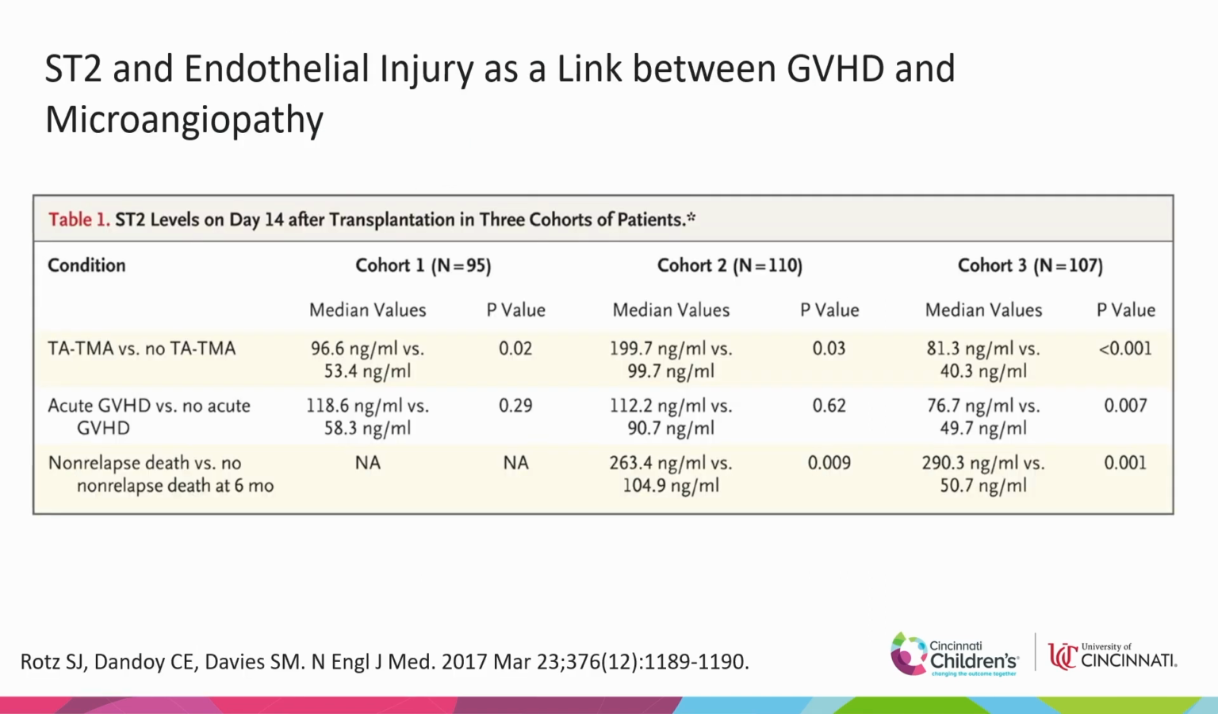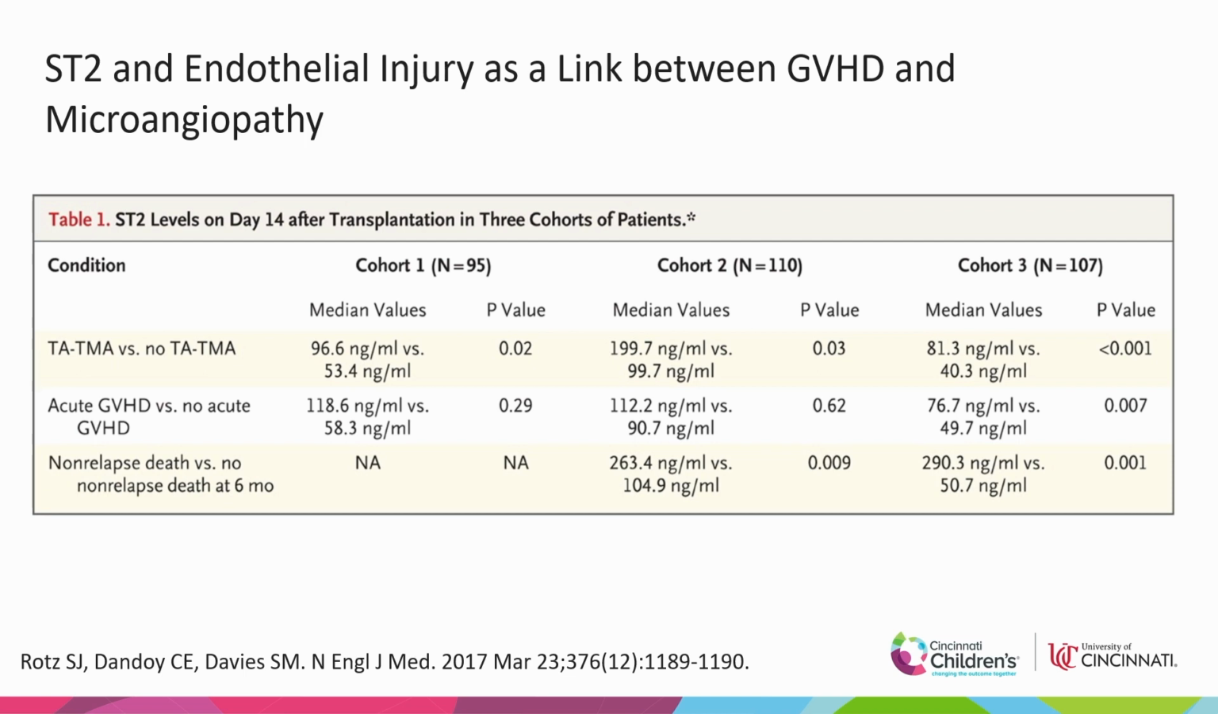So going back to the GI-GVHD thing. ST2 can be a marker of endothelial injury. It's used in the cardiac world quite a bit for cardiac function. But there was a link published in the New England Journal in 2017 that said this ST2 is associated with mortality post-transplant as well as graft versus host disease.